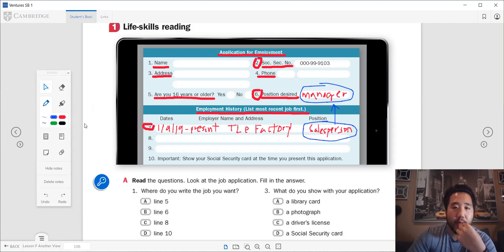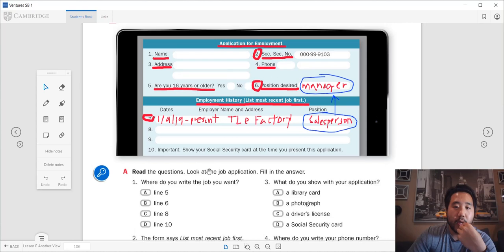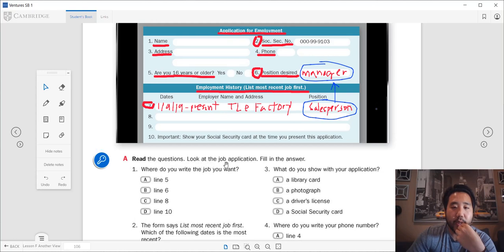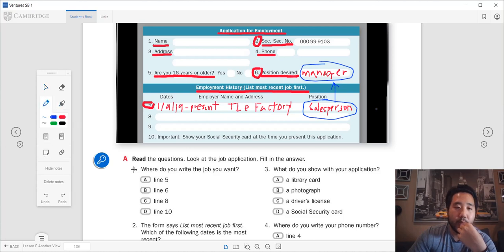So now with that in mind, let's read these questions and I'll fill in the answer. Read the questions, look at the job application, fill in the answer. Number 1, where do you write the job you want? We have line 5, line 6, line 8, and line 10. Line 5 is, are you 16 years old or older? This is asking about age. Line 6 is position desired. So this is where I would write the job I want. So it's B.